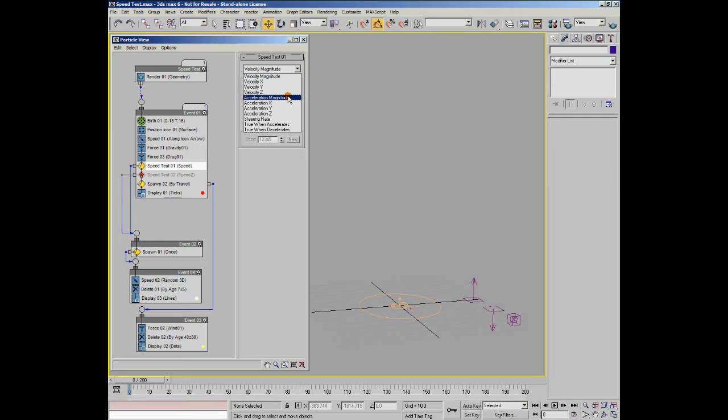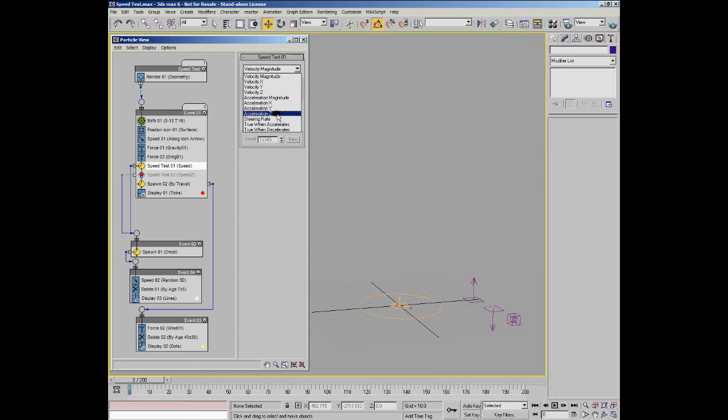Then we have acceleration magnitude, and this option is useful for when you need to test if your particles are accelerating beyond a certain threshold. This can be caused by a number of factors, the most common of which would be a force operator such as gravity or wind, or maybe a find target test. Then below this option you can see you have the same option again, but again limited to the X-axis, Y-axis or Z-axis.